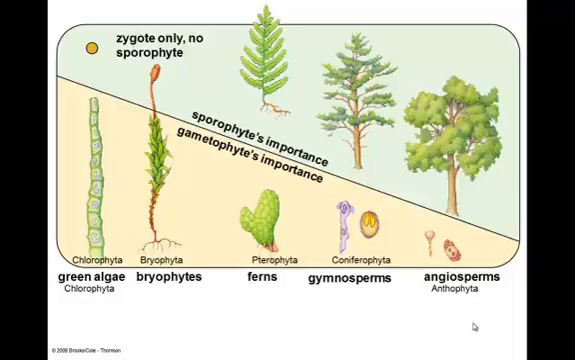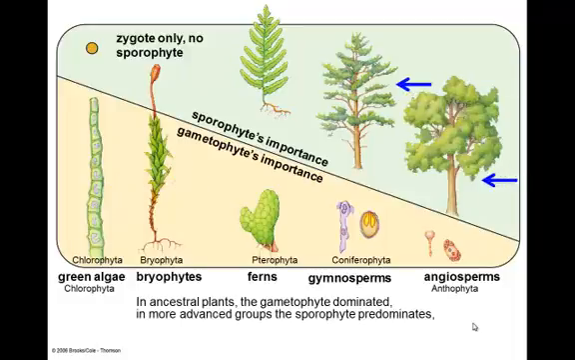Remember, they all have the stages, but they vary in their dominance. And so in ancestral plants, the gametophyte dominated, and in more advanced groups, the sporophyte predominates. So if the gametophyte was dominant, here you can see this tan right here. This figure is using the term importance, the gametophyte's importance or the gametophyte's dominance. And when we say dominance, we mean how large and how long-lived it is. And so for mosses, the long-lived portion of the life cycle is the gametophyte.